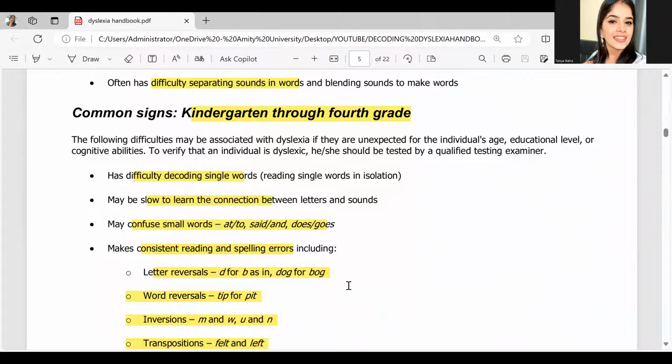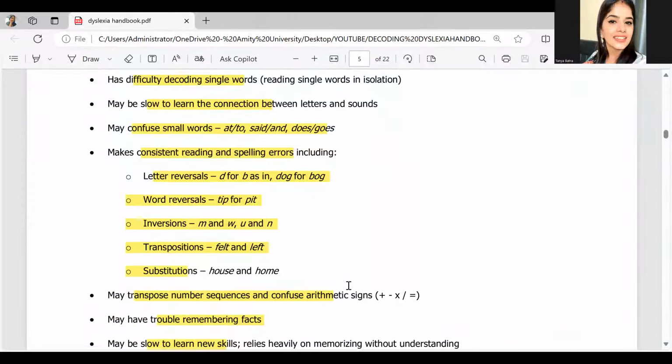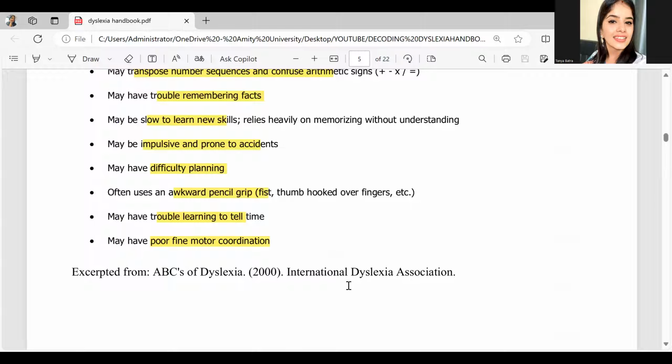Now for kindergarten: difficulty decoding sight words and single words, slow to learn the connection between letter and sound, not able to understand what's the sound and what's the letter, difficulty understanding the relationship, gets confused between small words, consistent reading and spelling errors, transposes number sequences and confuses arithmetic signs, trouble remembering facts, slow to learn new skills, impulsive, difficulty planning their work, their answer, their area, their desk, impulsive and prone to accidents, an awkward pencil grip, not able to hold the pencil properly, trouble learning to tell the time, poor fine motor coordination.